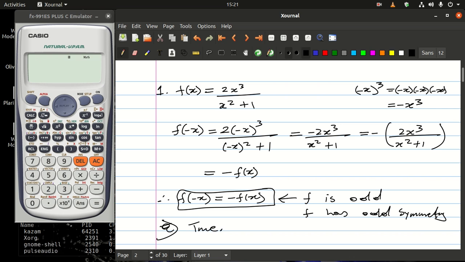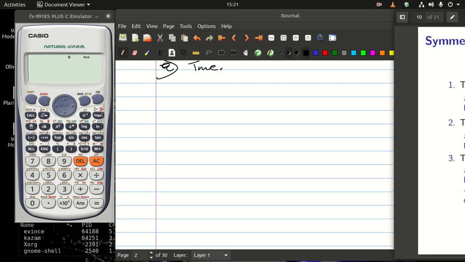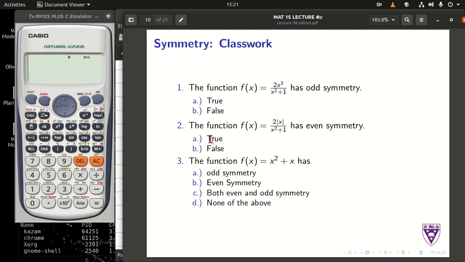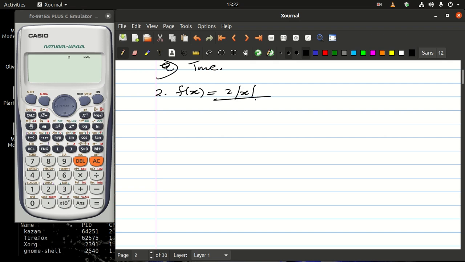And then now we go to B. What about question number B? If you look again, question number B, we have a function f of x is equal to 2 times the absolute value of x divided by x squared plus 1. And the question is saying the function has even symmetry. Now we want to find out, is this true or is this false? Now that we have that, let's look into it. We have f of x is equal to 2 times the absolute value of x all over x squared plus 1.